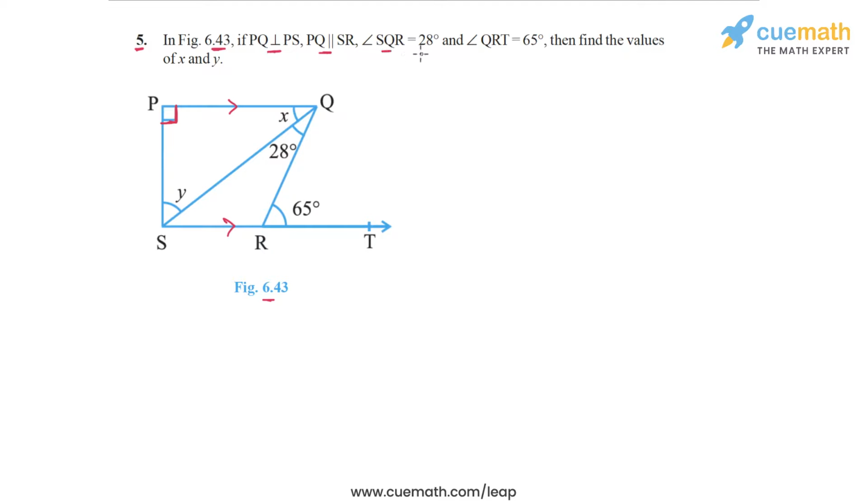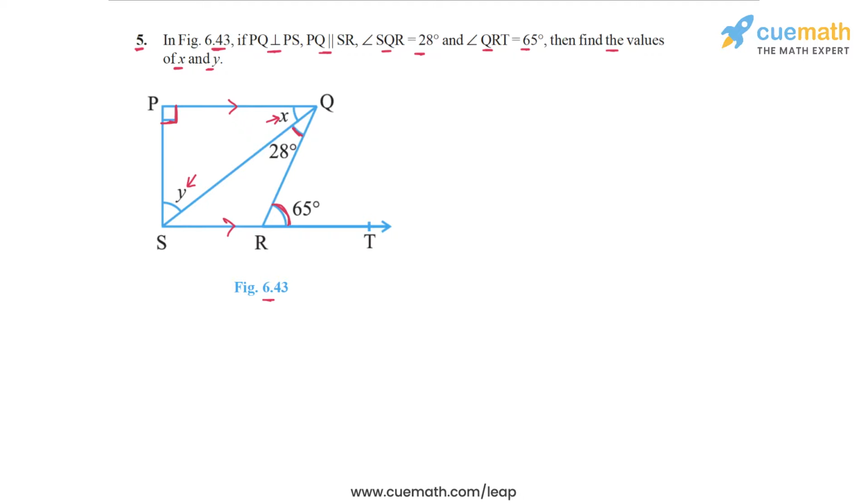Angle SQR is 28 degrees, this angle. Angle QRT is 65 degrees. Then find the values of X and Y. So X is this angle here and Y is this angle here.